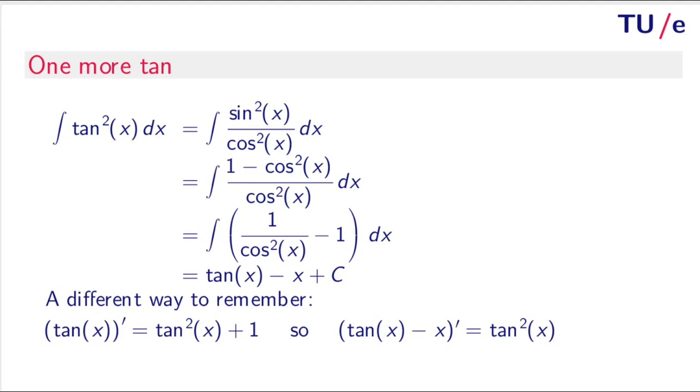A different way to remember this is, of course, that the derivative of the tangent is equal to tangent squared of x plus 1. So an antiderivative of the tangent squared of x is equal to the tangent of x minus x. So that was another way to see this. But we have also used the previous techniques to find the antiderivative.